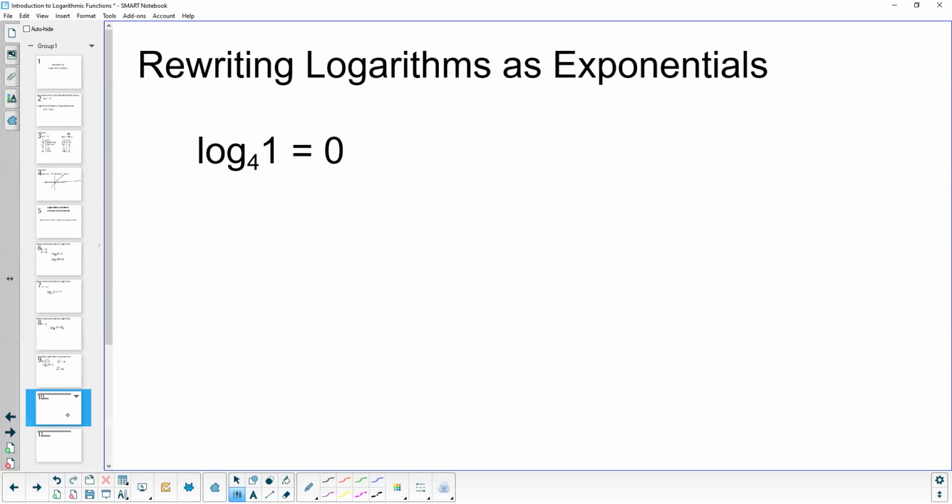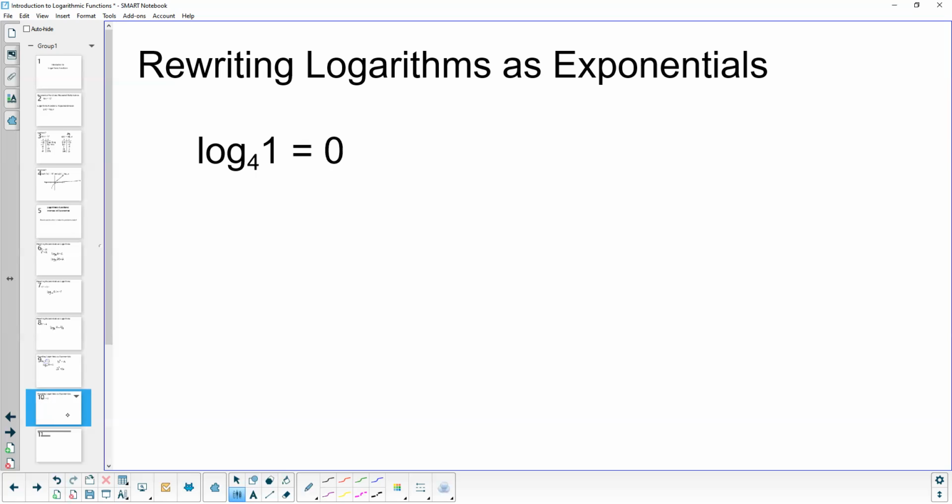So let's go ahead and rewrite another one here. So in this case, we've got log base 4 of 1. Log base 4 of 1 is equal to 0. So what is this saying? This is saying, how many times do I need to divide the number 1 by 4 to make it equal to the number 1? Well, the number 1 is already the number 1. Therefore, it doesn't need to be divided any times.